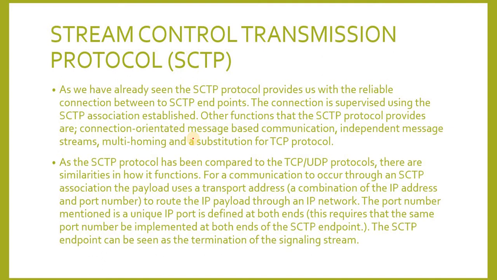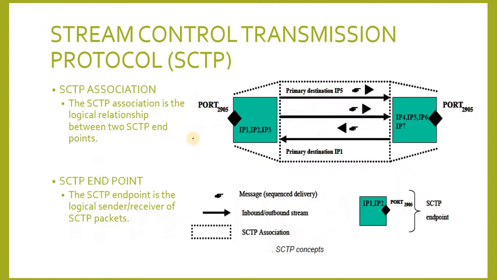There is terminology associated with the SCTP protocol that explains a little about the protocol. SCTP association. The SCTP association is the logical relationship between two SCTP endpoints. This association includes the protocol state information, verification tags, and the currently active set of transmission sequence numbers between the two SCTP endpoints. Refer to figure.